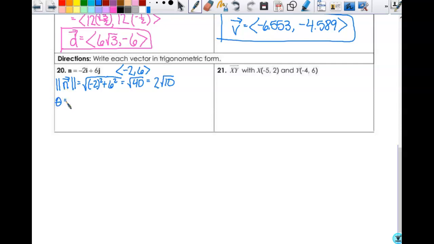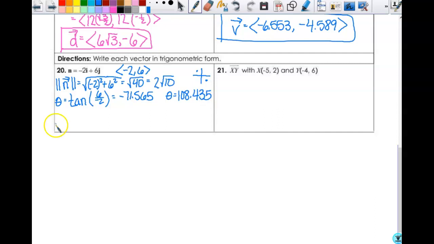I need my angle. So this is the tangent inverse of 6 over negative 2. That would be a negative 3. That's not a special angle. So that gives me negative 71.565 in my calculator. But this vector, if I'm going to go negative 2, 6, that's a second quadrant vector. So this puts me here. If I want to be in the second quadrant, I add 180. So my theta is actually 108.435.